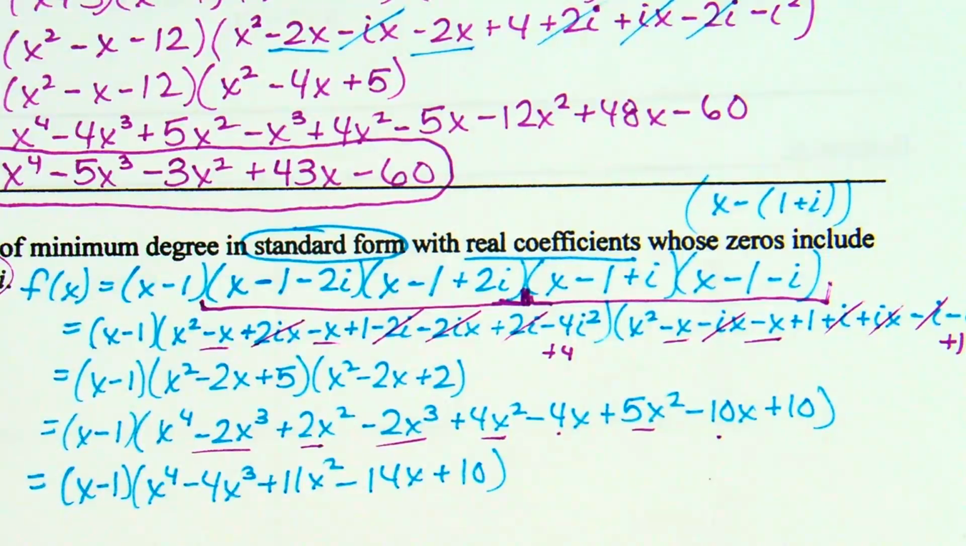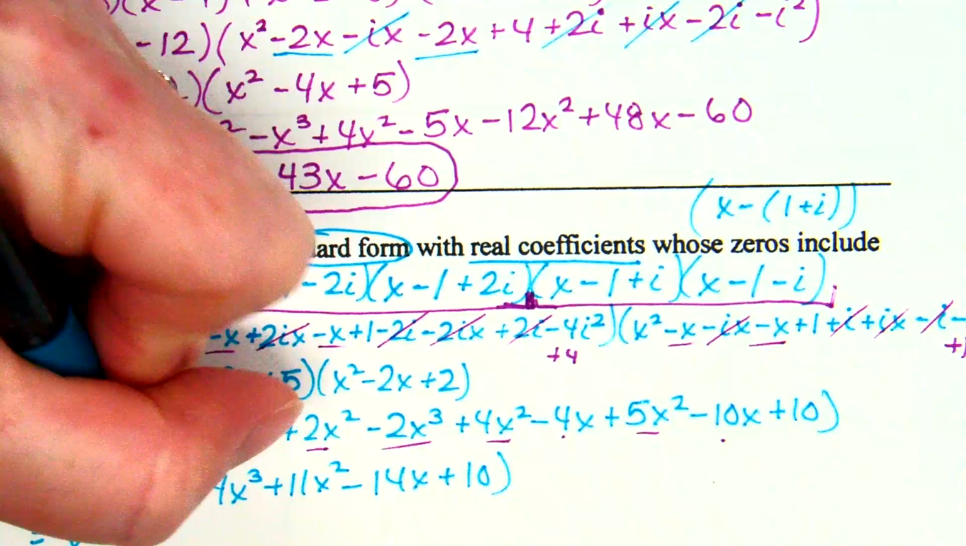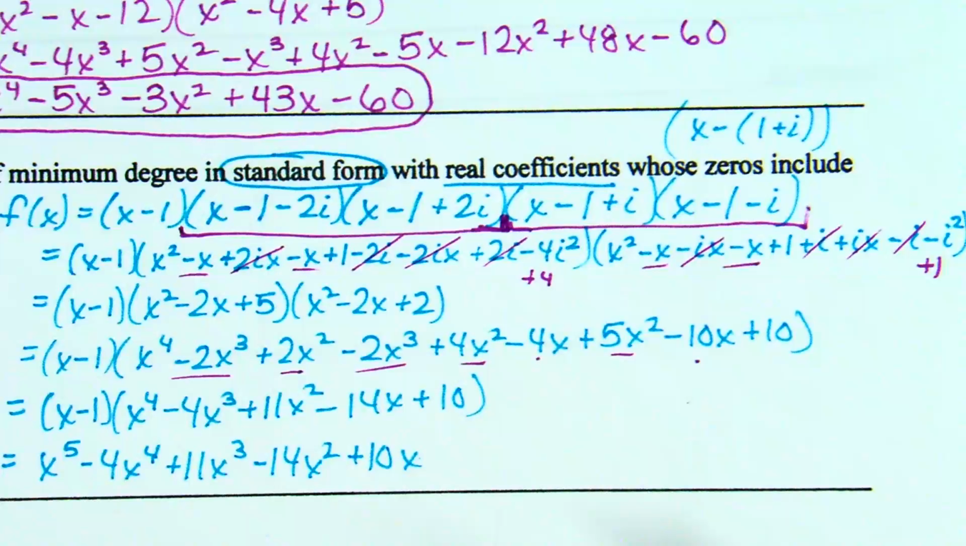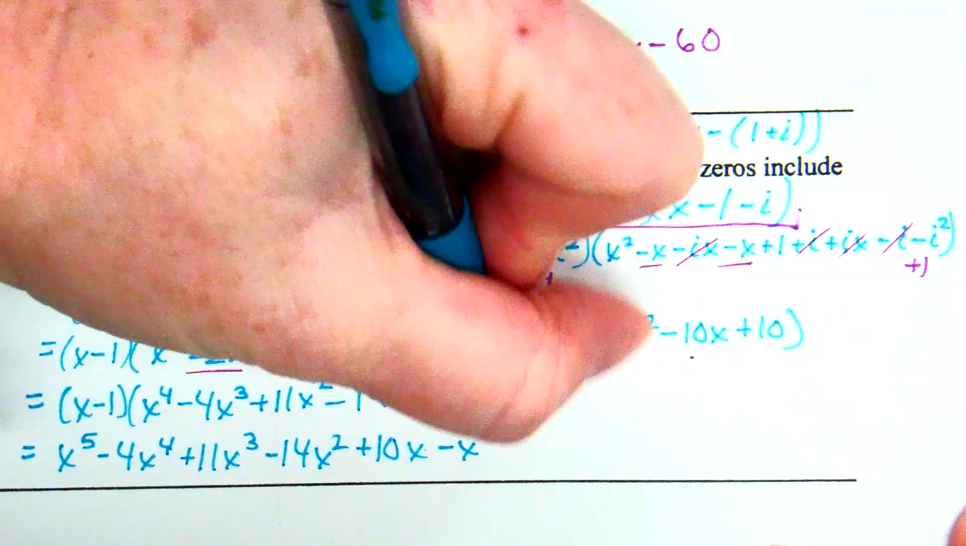Okay, so now it's x minus 1 times everything. So x times everything and then minus 1 times everything. So x to the 5th minus 4x to the 4th plus 11x to the 3rd minus 14x squared plus 10x. I just increased the x's on everything by 1. And then it's minus 1 times everything. Minus x to the 4th plus 4x cubed minus 11x squared plus 14x minus 10.